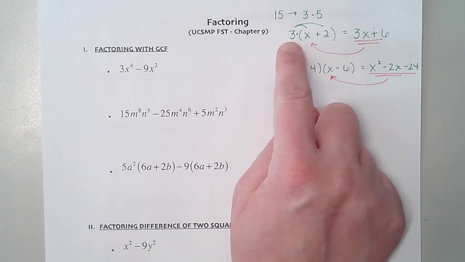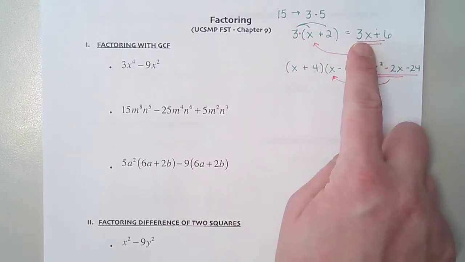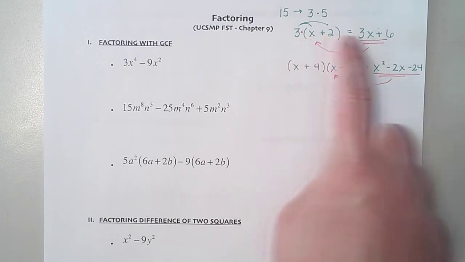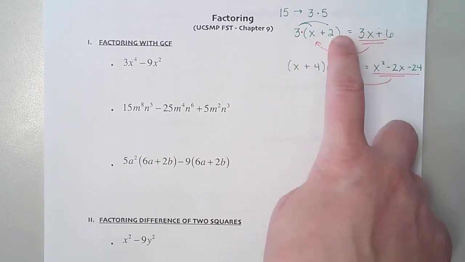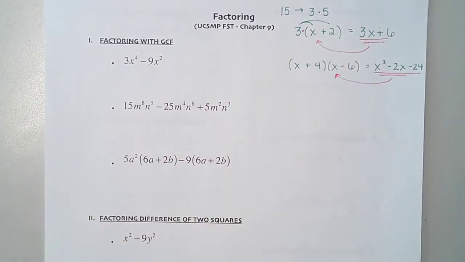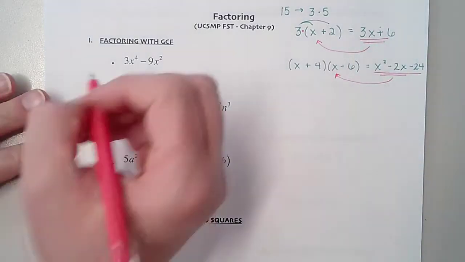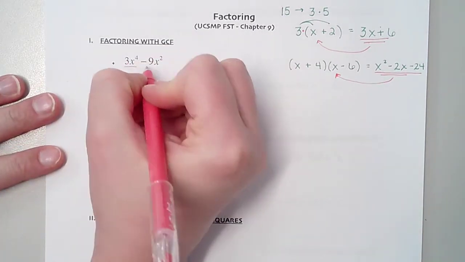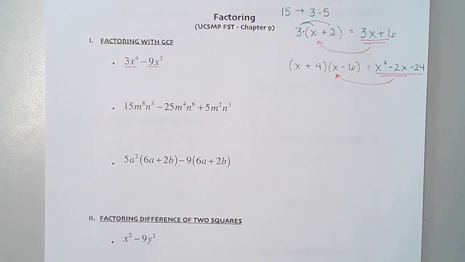Okay, and so that's why I was able to put a 3 out front, and then if I take the 3 off the 3x, I'd be left with an x. If I take the 3 off the 6, I'd be left with a 2. And then if I multiply this back together, I could get my 3x plus 6 back. So when I look at this first one, I'm looking at 3x to the fourth and 9x squared and asking myself, what do they have in common in terms of factors? What multiplies into them evenly?